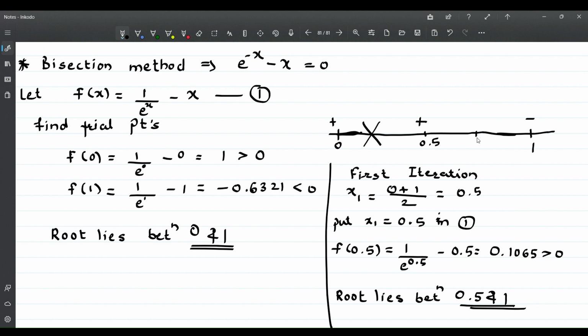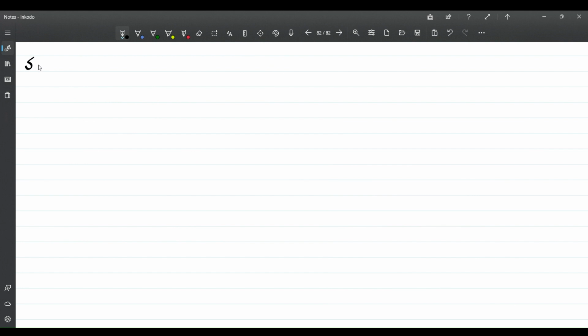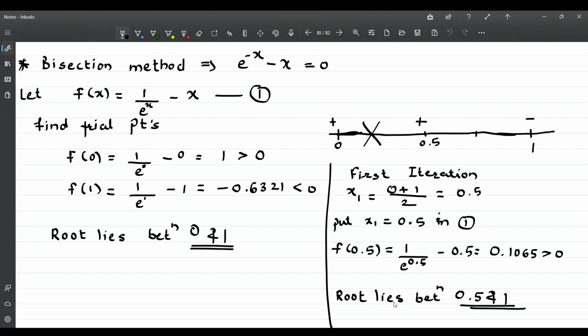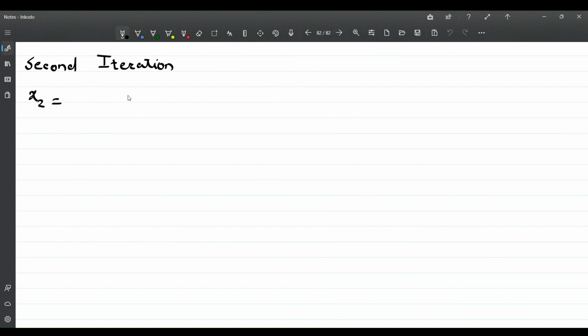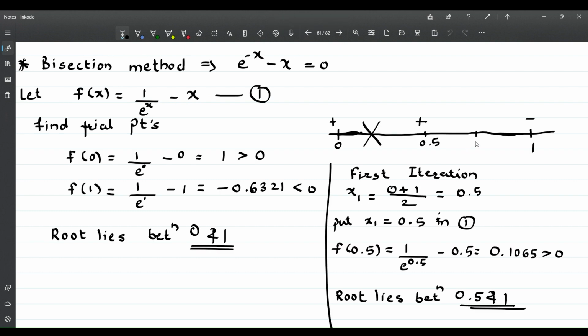Okay. So now what do we have to do here? For the next iteration, we have to find the midpoint of these two. So say it as second iteration: x2 is equal to 0.5 plus 1 divided by 2. 0.5 plus 1 is 1.5, divided by 2 is 0.75. Okay, so we'll update this line: 0.75.